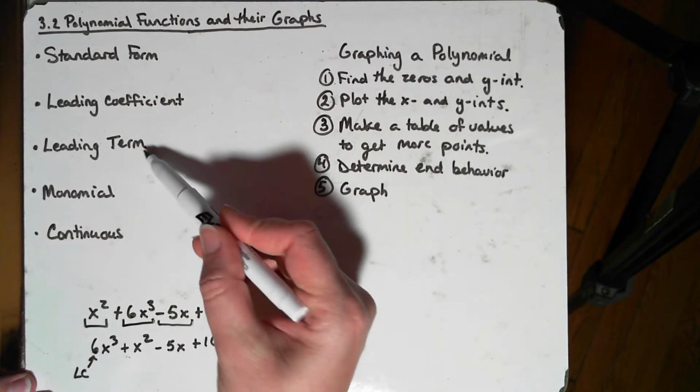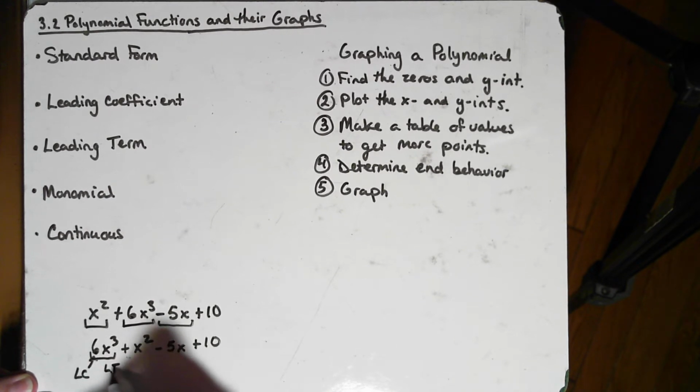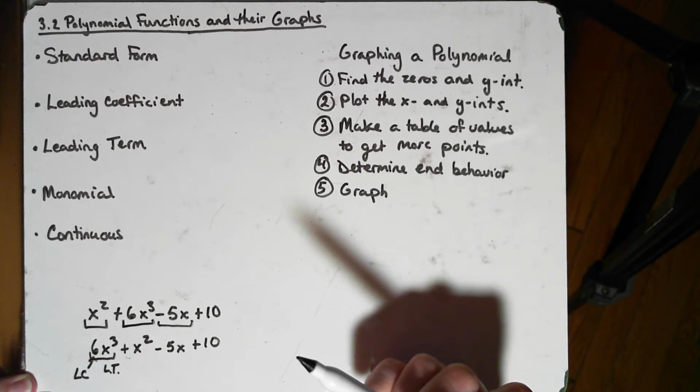Next, the leading term, that is the first term. This 6x cubed is the leading term of my polynomial because it is the first term that shows up when it is in standard form.